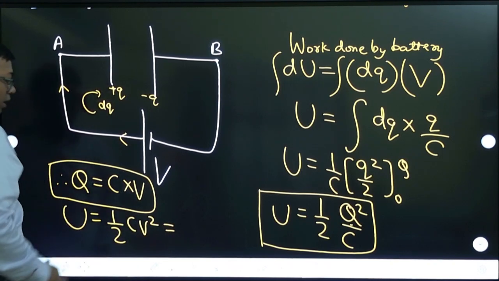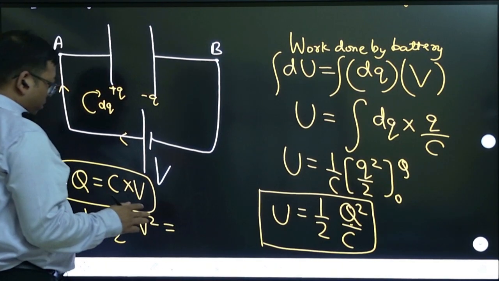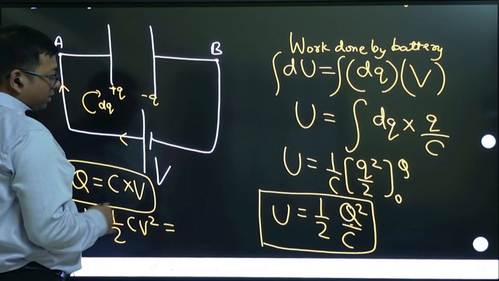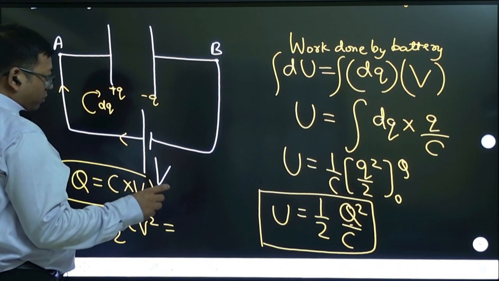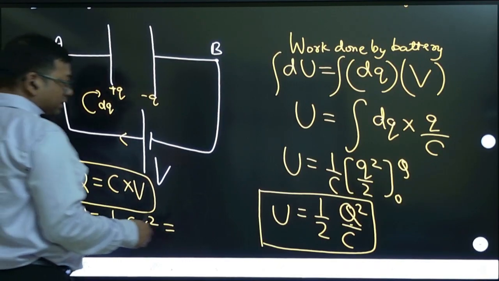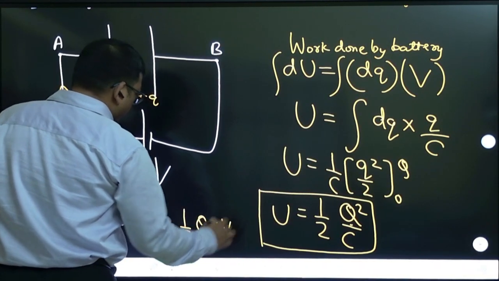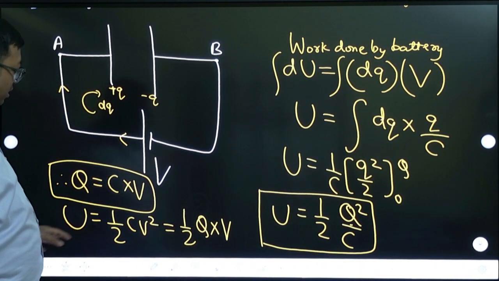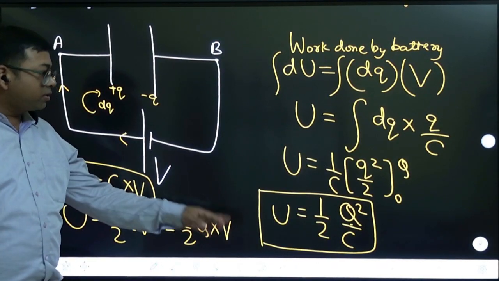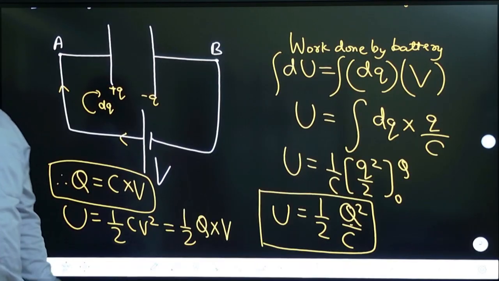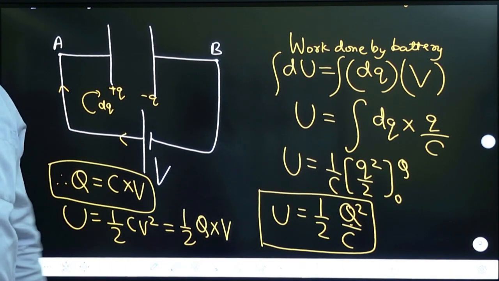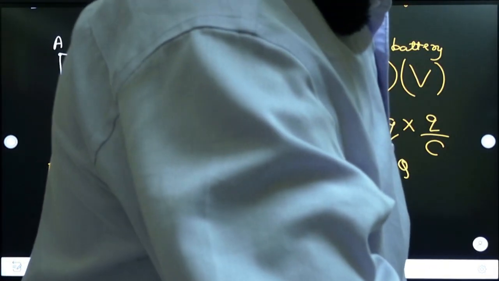Or I can write this as half Q by C, and I can write that as V, so half Q into V also I can write. All these are different ways of writing that: half CV square, half Q into V, half Q square by C. Clear? This is how we can write energy in different manners. Are you clear about this?